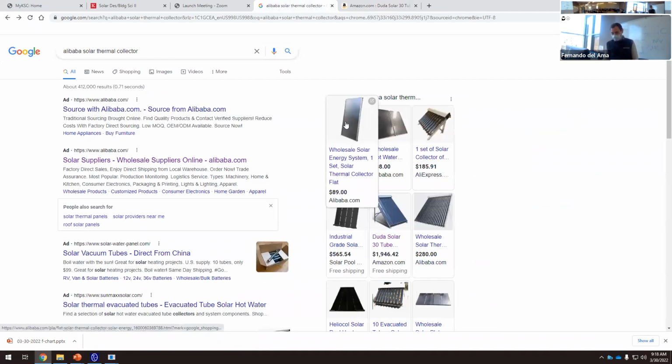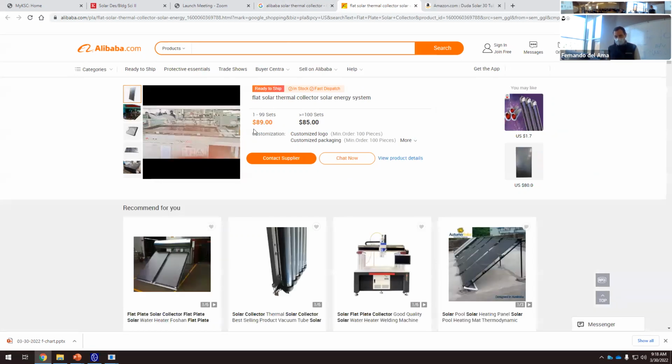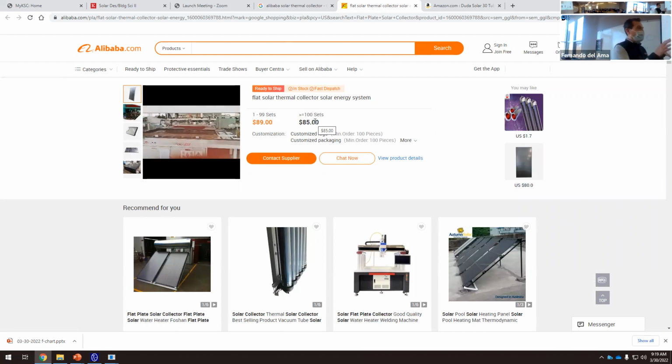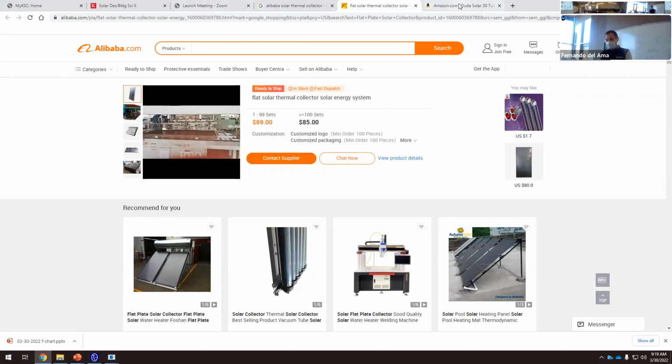Let's try to find a price for this thermal collector that makes sense. So a thermal collector is around $100. If we have 20 square feet, it's around $100. So that's the price of this kind of collector. Adding one more is just adding $100 more to the system. It's not a big deal. The other ones are more expensive.